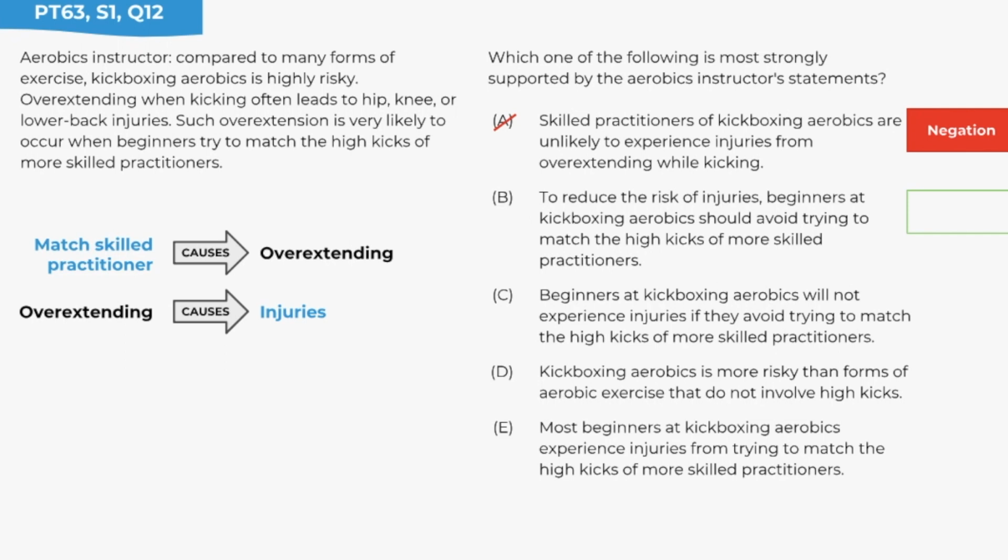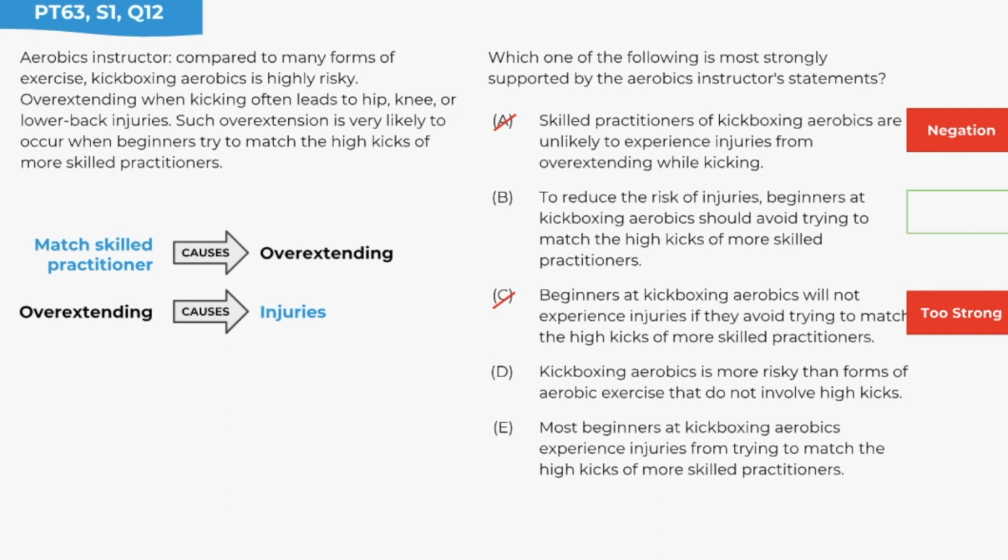So it's simply too strong. Answer choice D says that kickboxing aerobics is more risky than forms of aerobic exercise that do not involve high kicks. Now, we're told in the first statement that compared to many forms of exercise, kickboxing aerobics is highly risky. The thing to notice about that statement is the word many, though, because many is simply some. It could be 2, it could be 3, it could be 4. We don't really know how many is many in this case. So there are forms of aerobic exercise that are less risky than kickboxing aerobics.